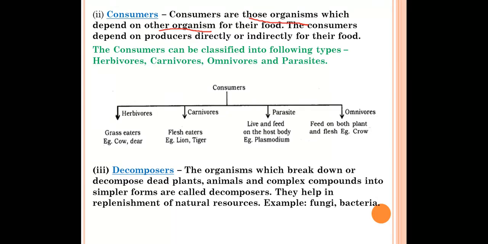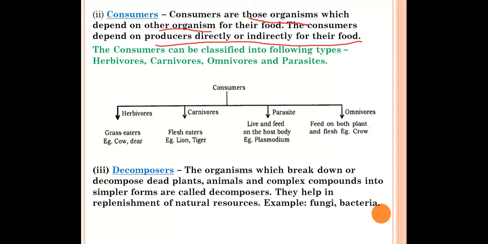So consumers are those organisms which depend on other organisms for their food, and all the consumers depend on producers directly or indirectly. Consumers can be divided into four types. Just now we have seen in the flowchart: herbivores, carnivores, omnivores and parasites. You should know the definition of all four types of consumers, because in the question it can be asked, write the difference between herbivores and carnivores, or between parasites and omnivores. So at that time you should know those things.